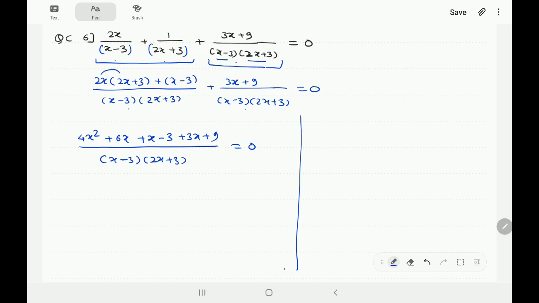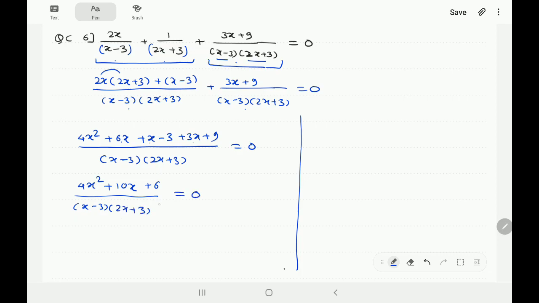Numerator I'll simplify. I get 4x square, 6x and 3x is 9x plus 1x, 10x. And minus 3 plus 9 is plus 6. Of course, divided by (x minus 3)(2x plus 3).